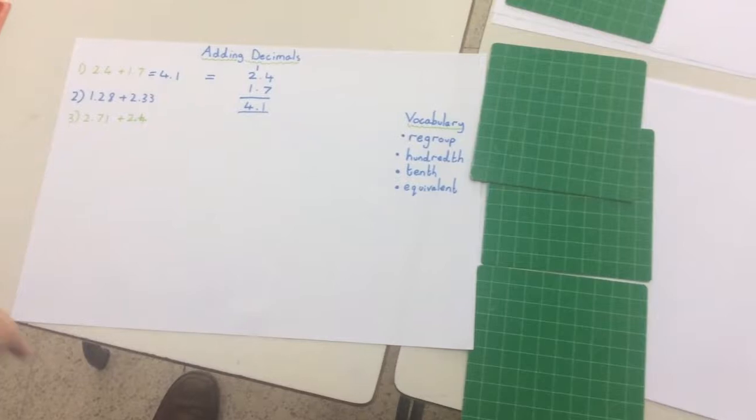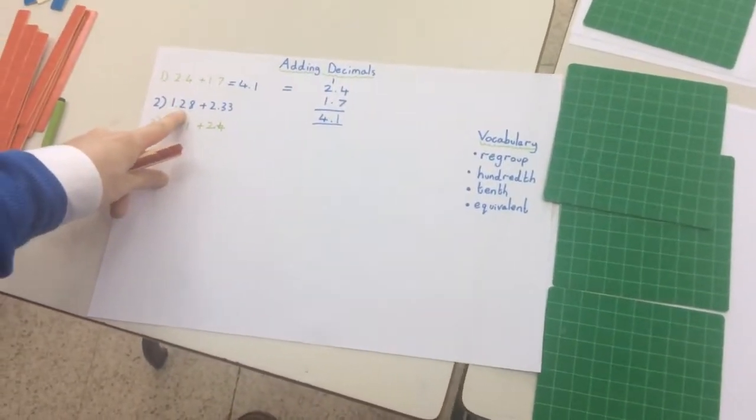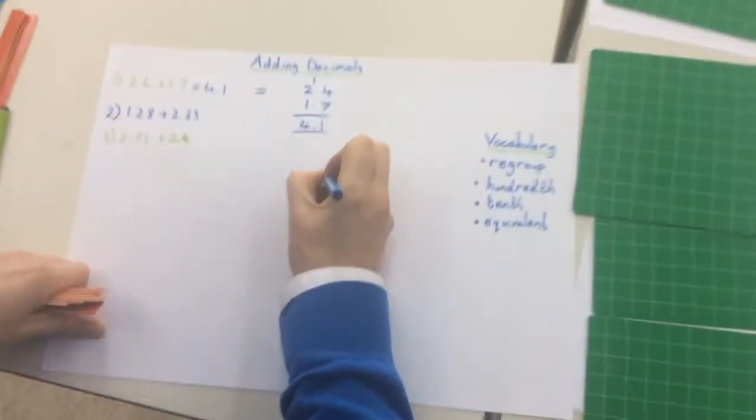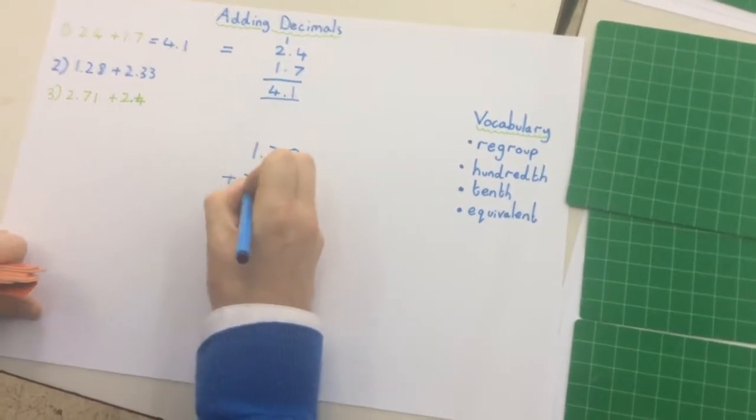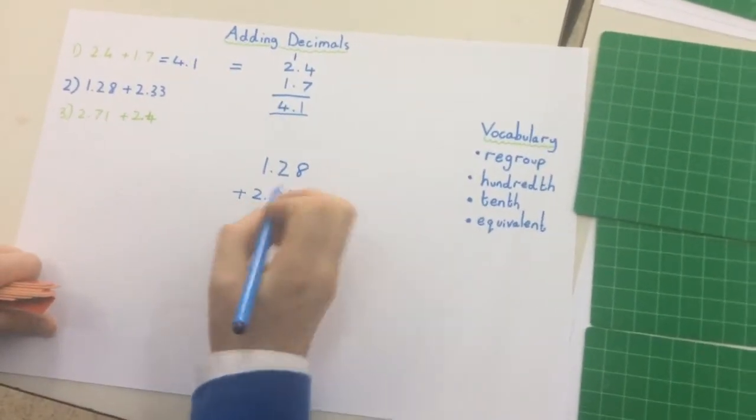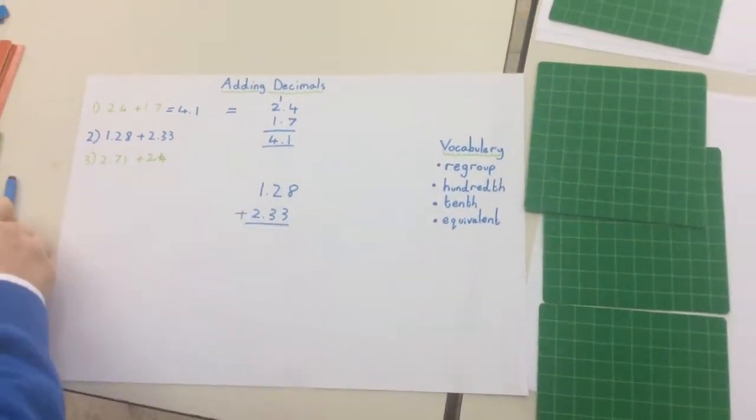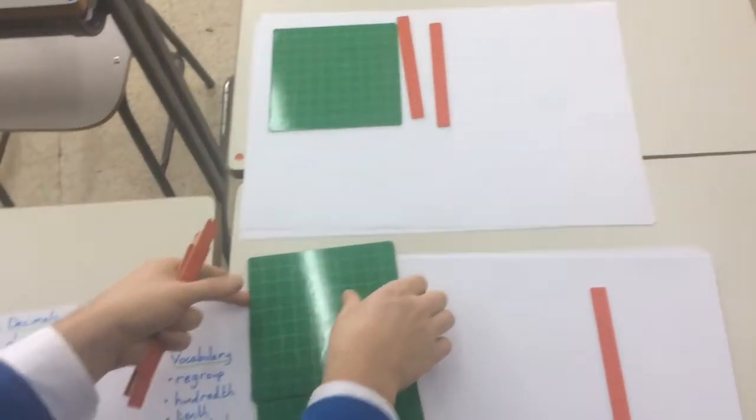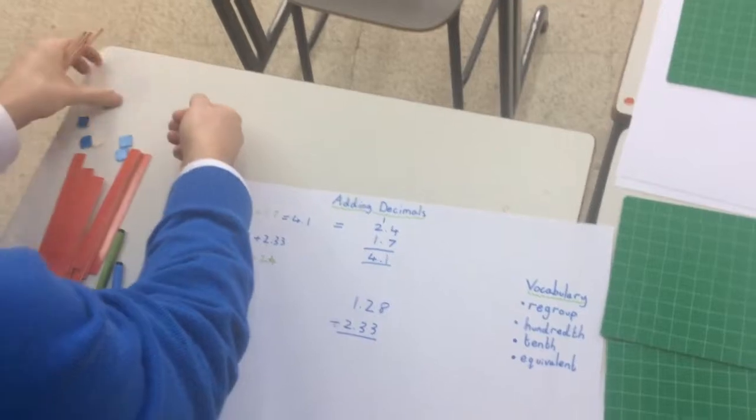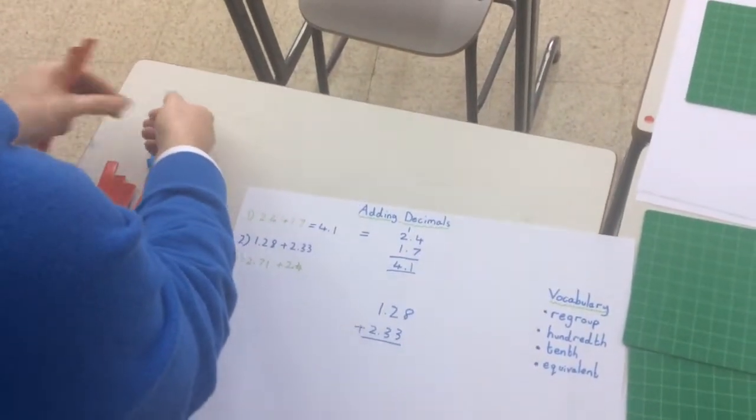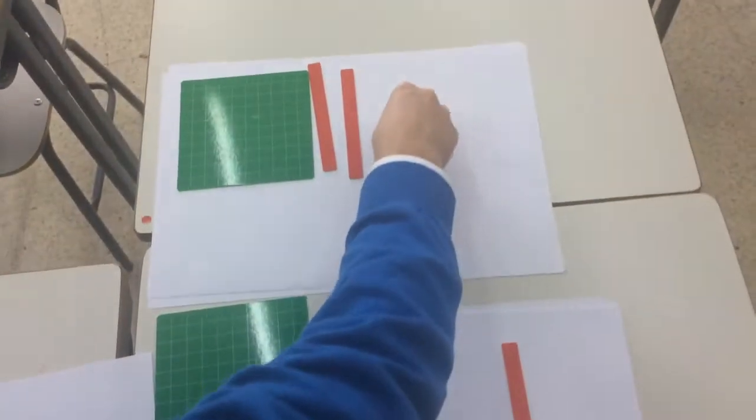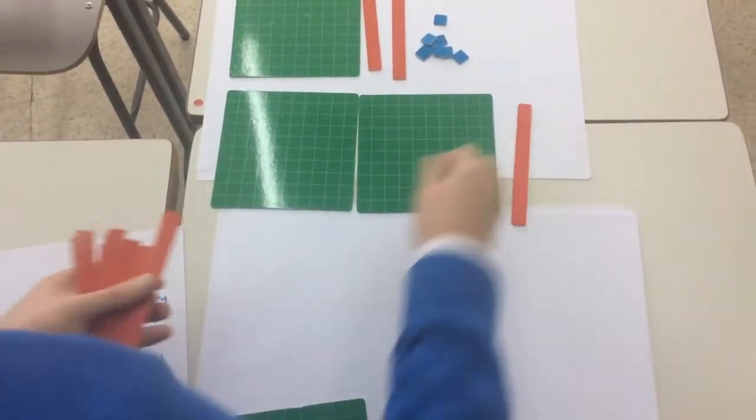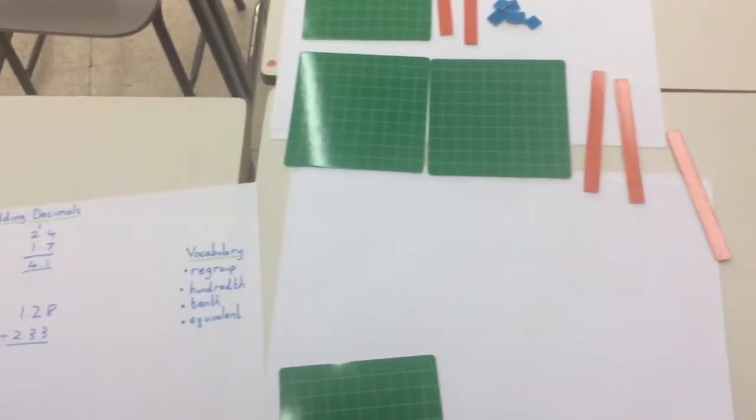Let's have a look at another one and see how that works. 1.28 add 2.33. So let's write it out. 1.28 add 2.33. So let's make that from our Dienes. 1.2 and I need 8. 1, 2, 3, 4, 5, 6, 7, 8. And I need to add that to 2.3, and the 2.33.